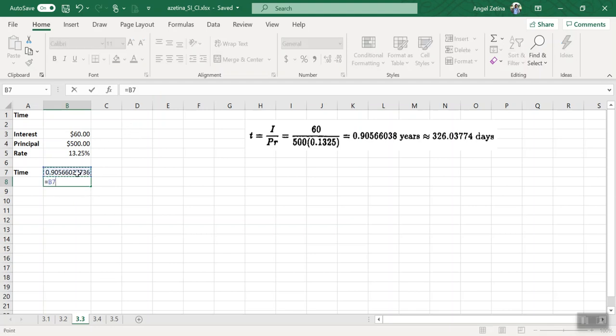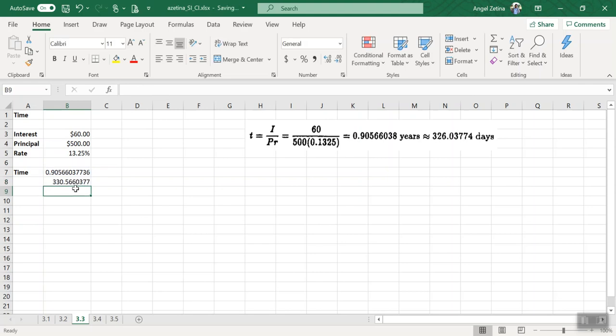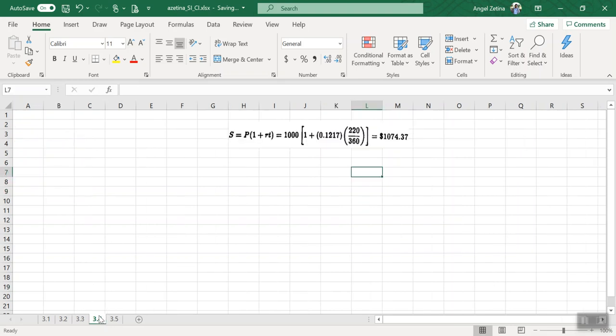So equals this times 365, and then equals this times 360. Okay, we can round this to approximately 327 days. Okay, so the answer would be 327 days approximately. Okay, let's move on to the next exercise.